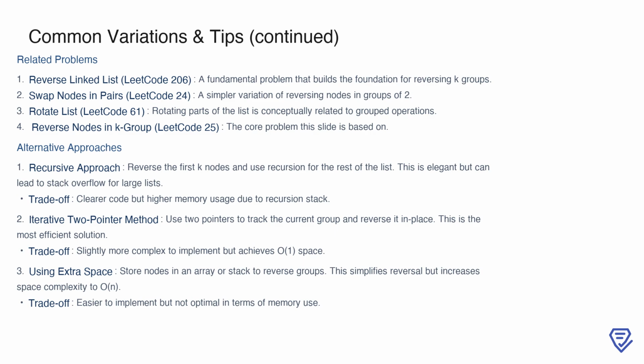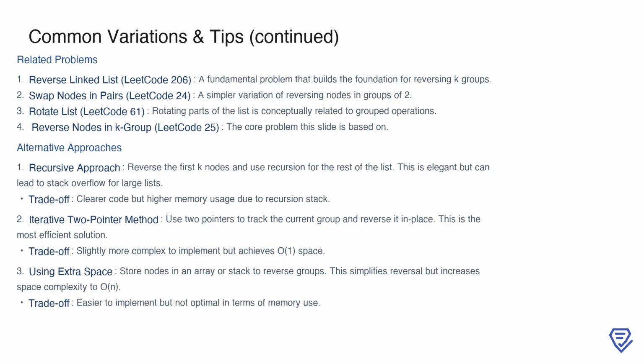Now, in terms of alternative approaches, the recursive method involves reversing the first k nodes and then using recursion for the rest of the list. This approach is elegant and intuitive but can lead to stack overflow for very large lists. On the other hand, the iterative two-pointer method is more efficient, as it reverses groups in place with O(1) space complexity, though it's slightly more challenging to implement.